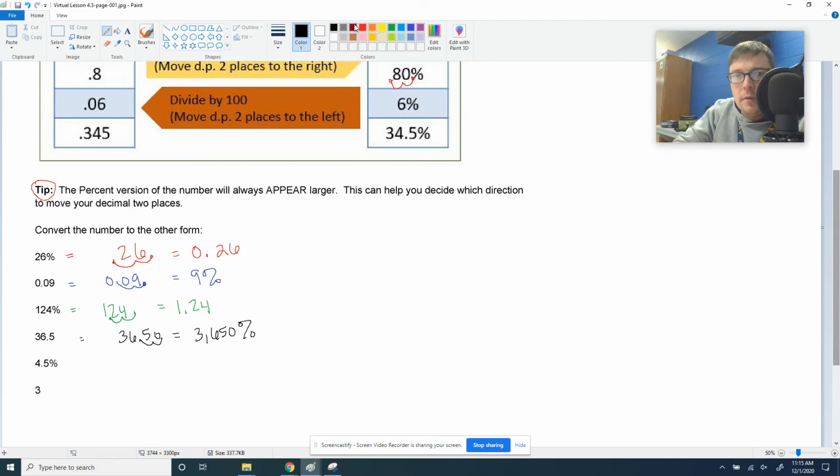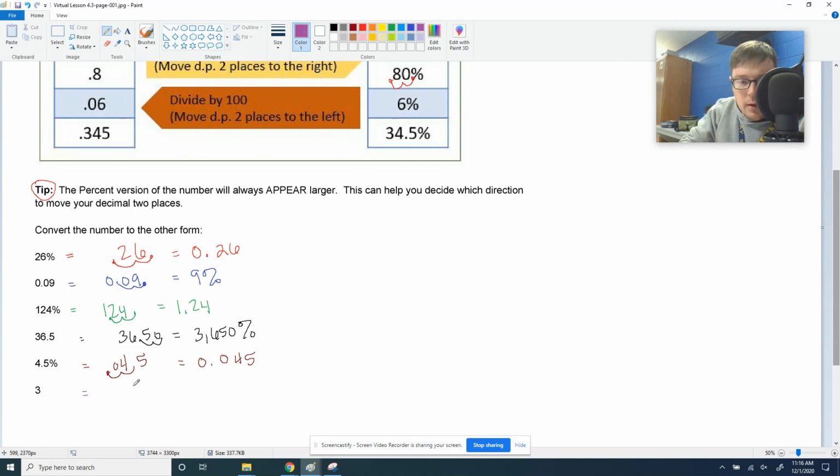And then 4.5%. Now this is in percent form, so we want to convert it back to a decimal. It's a smaller version, which would move it 2 places to the left. So 0.045. And then lastly, we will do 3.